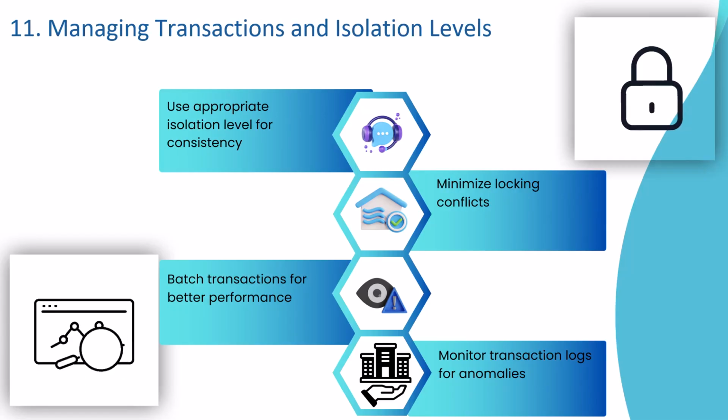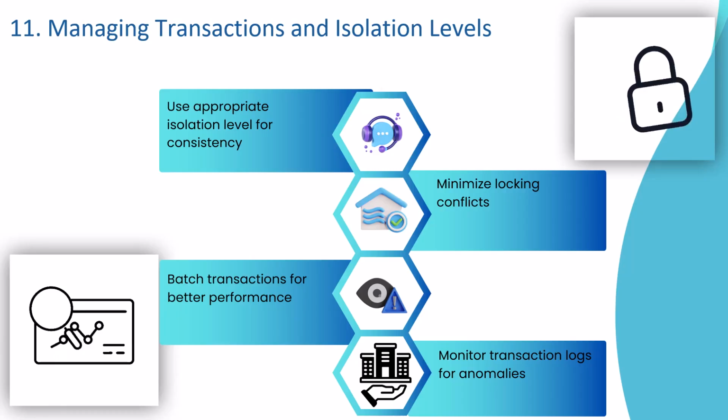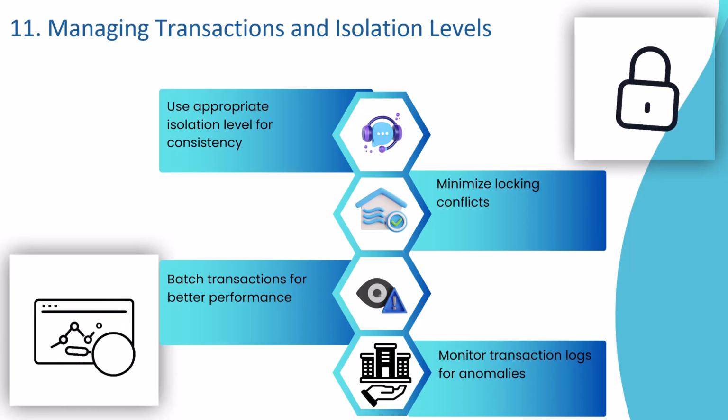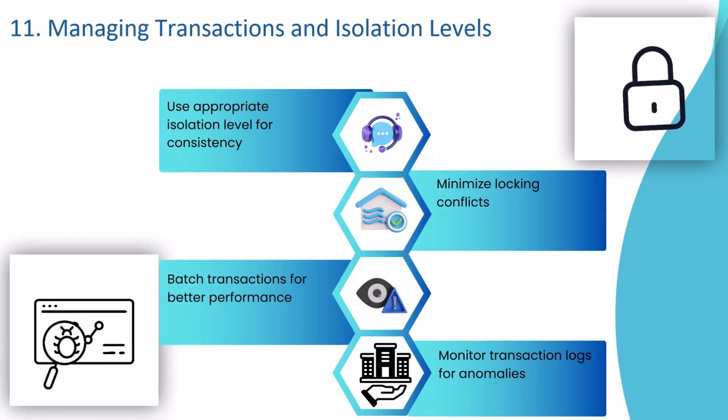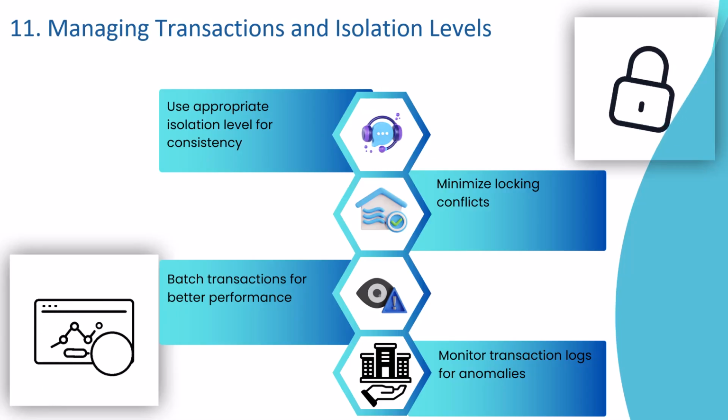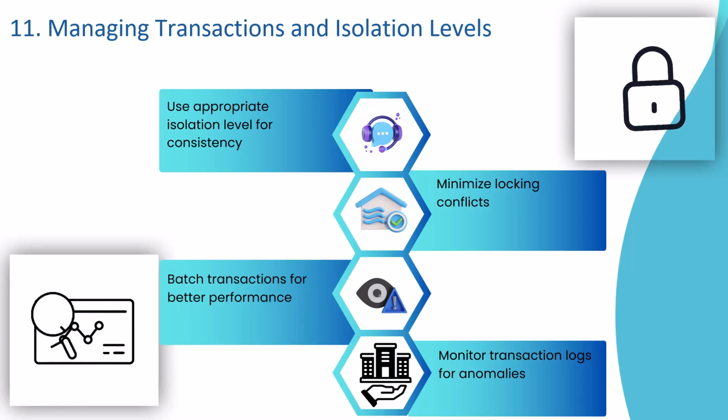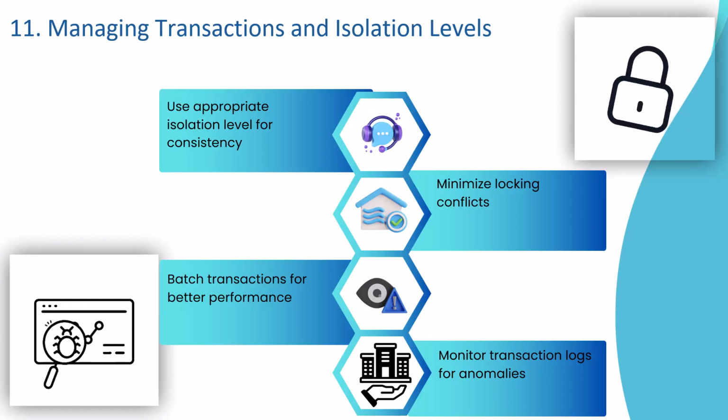Managing transactions is like juggling, drop one, and things get messy. Picking the right isolation level ensures consistency and prevents rogue reads. Minimize locking conflicts to avoid unnecessary slowdowns. Batching transactions improves efficiency because no one wants a database gasping for breath. And don't forget to monitor logs. You don't want mysterious phantom transactions sneaking around.